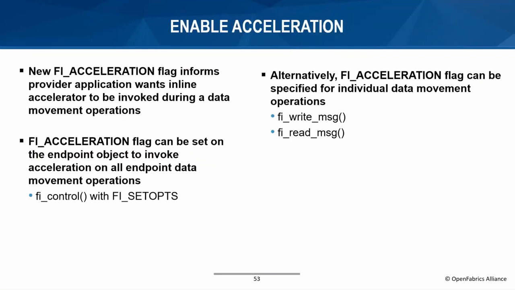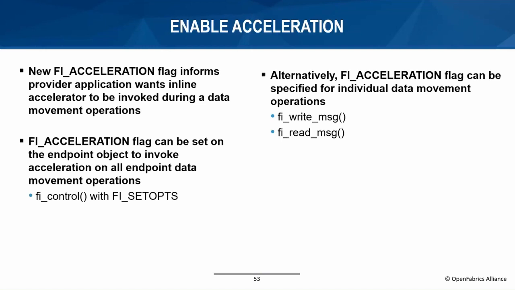This one is about how we went about providing this acceleration support. There are two ways we can do it. One is to enable it on a per operation basis. The second option is to enable it on a per endpoint basis. If I have some time, I can go into the backup slides where you can see, for instance, in the FI write operation, there is a context field that's part of standard OFI, which we overload to provide some of the acceleration parameters.